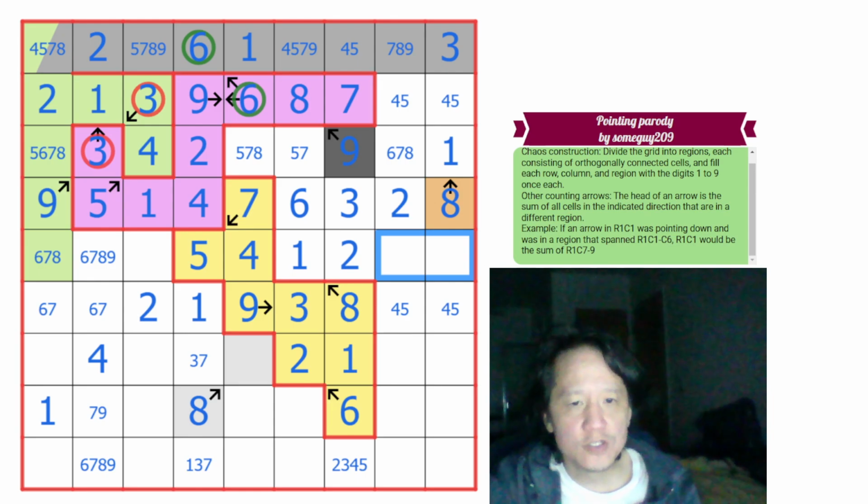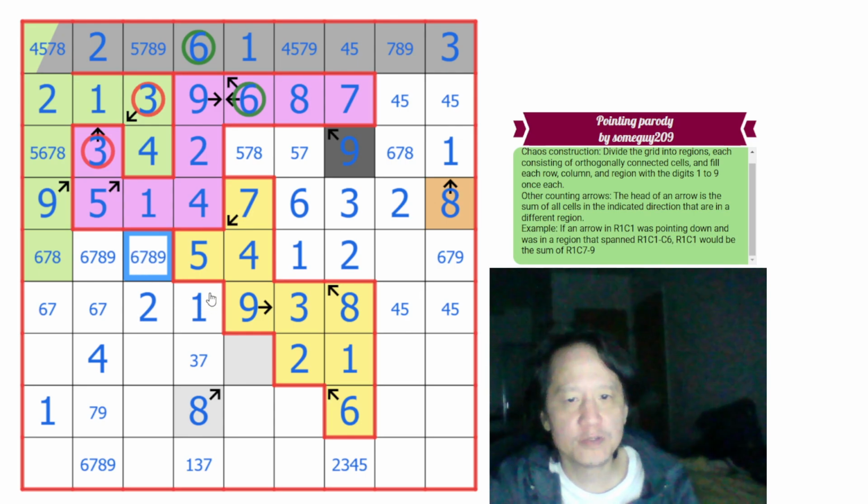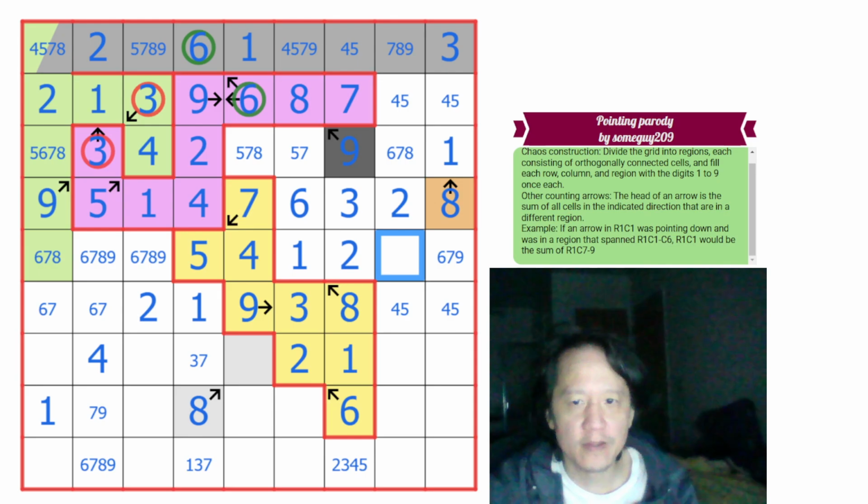This cannot be 1, 2, 3, 4, 5, or 8. So it's 6, 7, 9. This cannot be 1, 2, 3, 4, 5. So it's 6, 7, 8, and 9. Therefore, this must be a 3 from Sudoku.